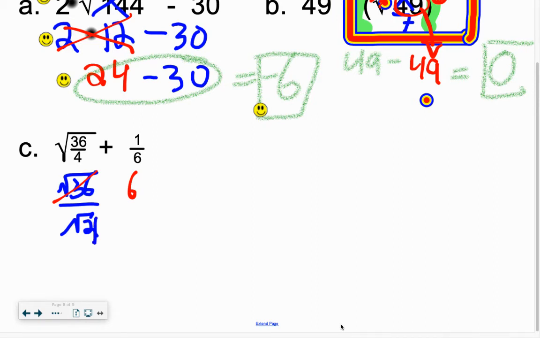I got a step ahead of myself. It gives me 2. Perfect. So now I've simplified that, but now I'm going to go back and copy down that original remaining problem. So now I've got 6 over 2, or 6 halves, plus 1/6.